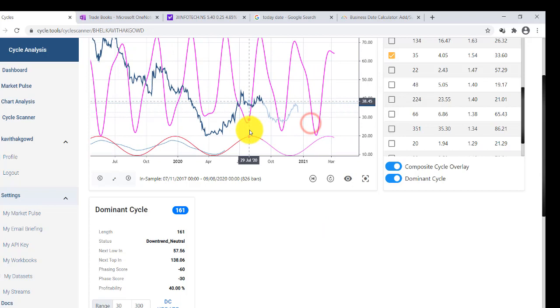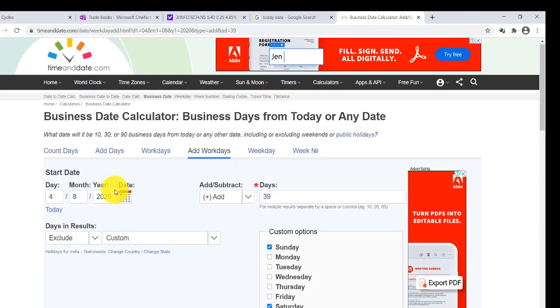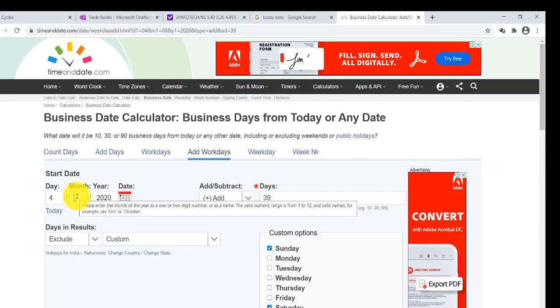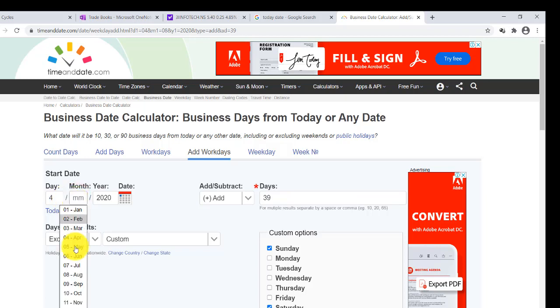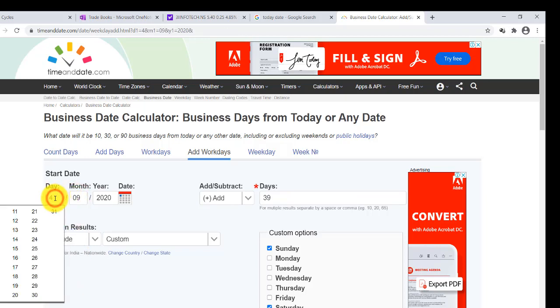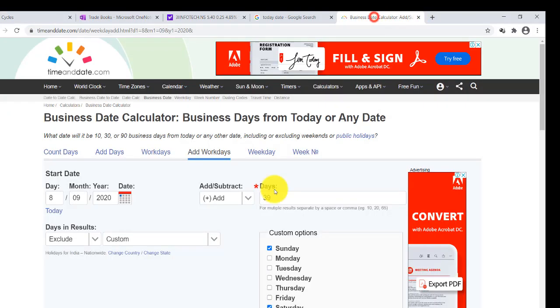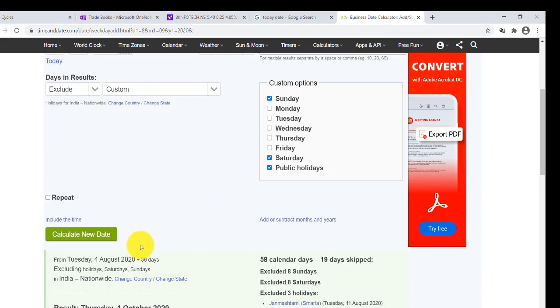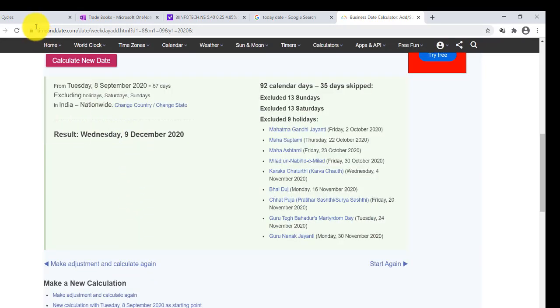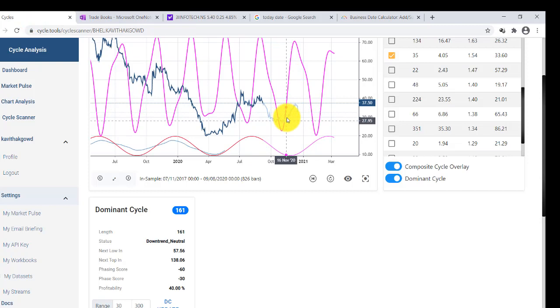Now, downtrend neutral. So next low in 57 days. Here the date is September 8. Let's take September 8th, and the number of days for the next low is 57. So let's enter 57. The next low should come on 9th December 2020.